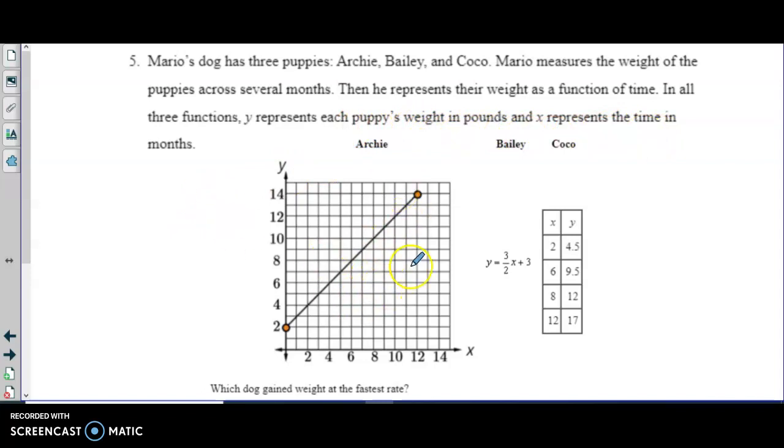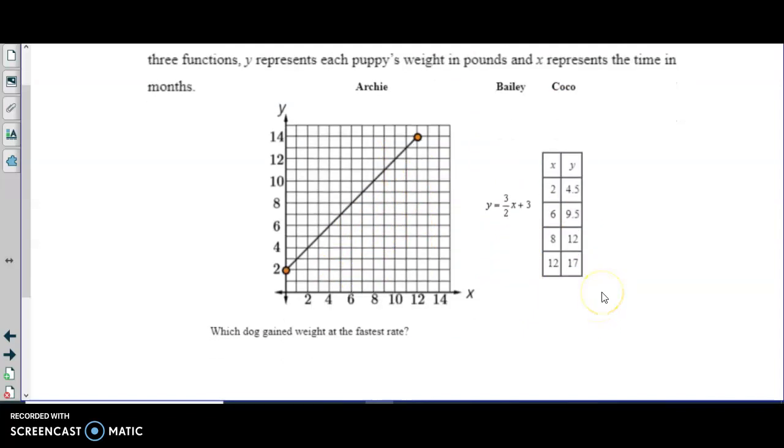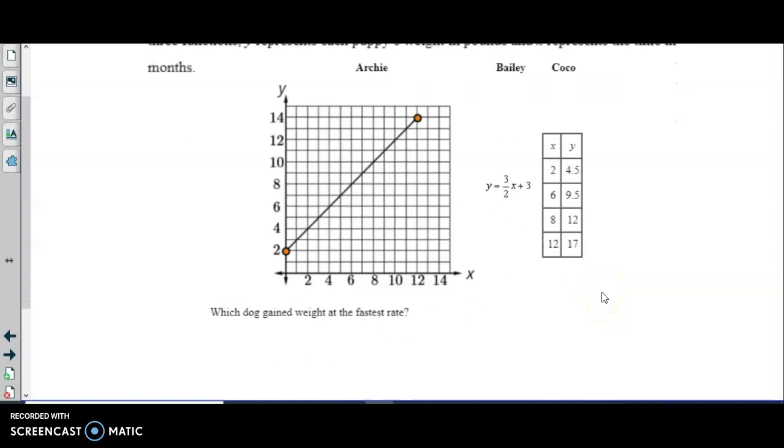So Archie, we have this graph. For Bailey, we have the slope-intercept equation. And then for Coco, we have a t-table. And the question is, which dog gained weight the fastest, or at the fastest rate? So we have to find the slope of each and see which one is bigger.